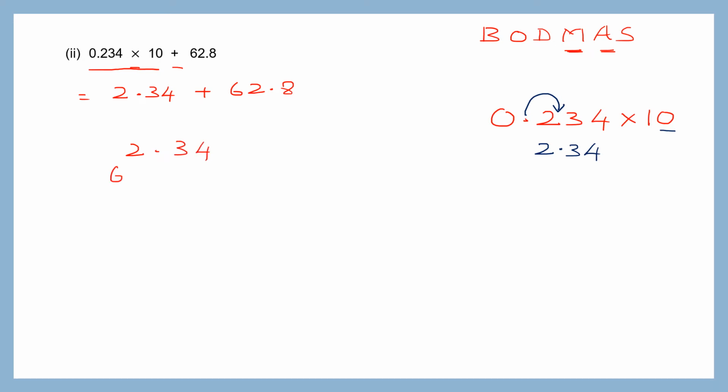Let me do that addition. 2.34 and 62.8. Okay, so let's make them like decimals and then start with our addition. 4, 3 plus 8 is 11. I carry 1. 2 plus 2, 4 plus 1, 5 and 6. So what is my answer to this question? It is 65.14.